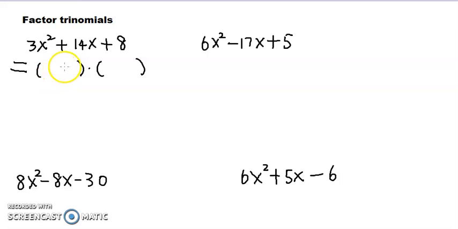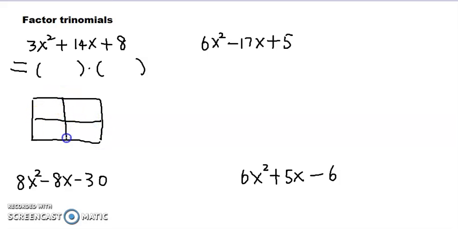When we learn multiplication, we multiply something times something to get 3x squared plus 14x plus 8 after combining like terms. But here we want to find out what times what is equal to this expression. So the way we did it is, first we draw a 2x2 box. And in the first column, we're going to figure out what times what will give us the first term, 3x squared. In other words, we need to break down 3x squared.